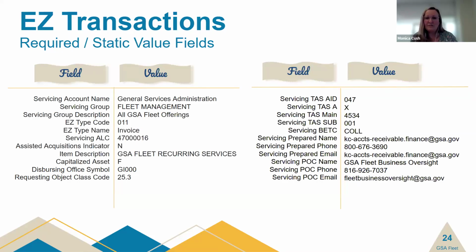It's going to be pulling from your GTNC, but it's also going to have some fields that remain unchanged and remain the same going from month to month. So these are those static fields. They're required, but they're going to be the same moving from month to month. So your servicing account name on your Easy record is always going to say General Services Administration. The servicing group will always say Fleet Management. So all of this information is going to say exactly the same from one month to the next.